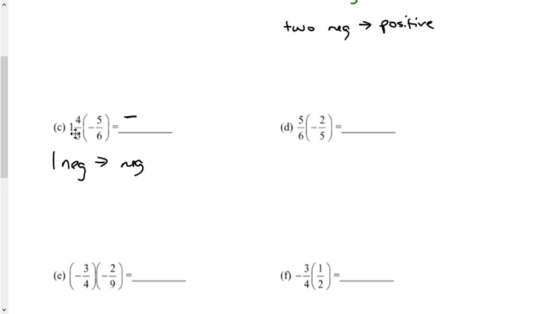The next thing that I'm going to do is change these. I'm going to convert these from a mixed number into an improper fraction. So I'm going to do 5 times 1 is 5 plus 4. So that's 9/5.